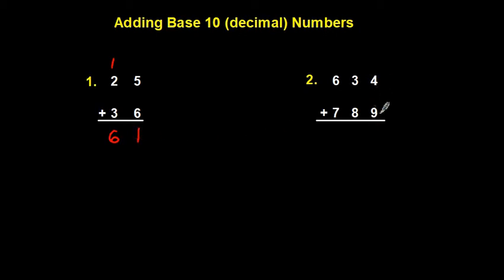Looking at number 2 now. 9 plus 4, 13. We put down the 3, carry our 1. 1 plus 3, 4, plus 8, 12. Put down a 2, bring up our 1. 1 plus 6, 7, plus 7, 14. Right? But why do we carry these digits at the top?